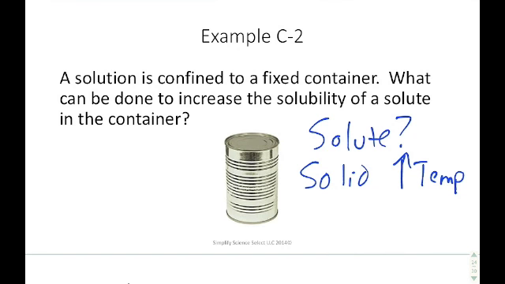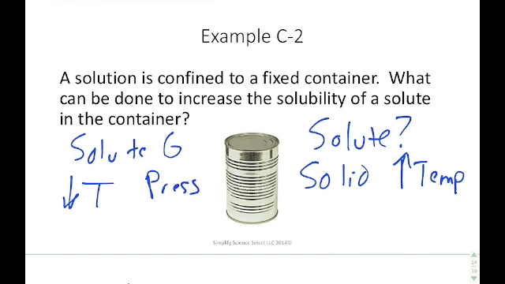But if the solute is a gas, you could decrease the temperature, which would be nice, or you could increase the pressure that's on the can. Those are the two options you have, but it's kind of a difficult question to answer because you don't know what the solute is, and that's the purpose of this question. Until you define the solute, you don't know what you can do to increase the solubility.